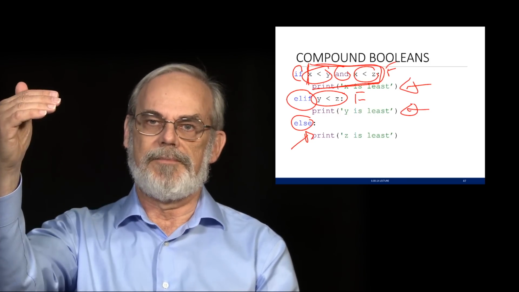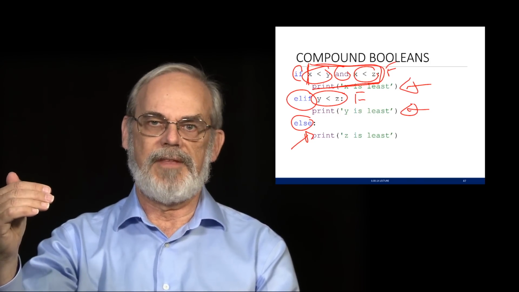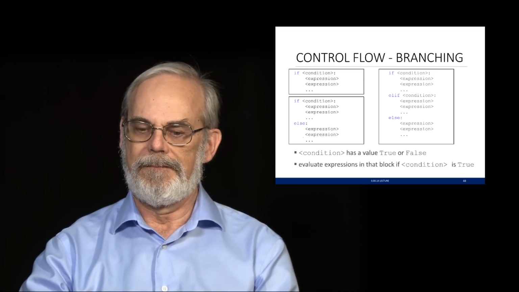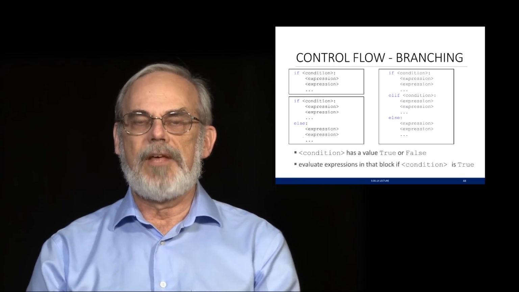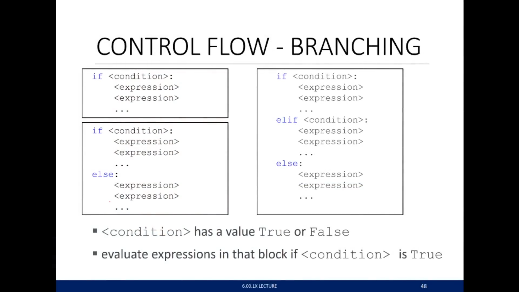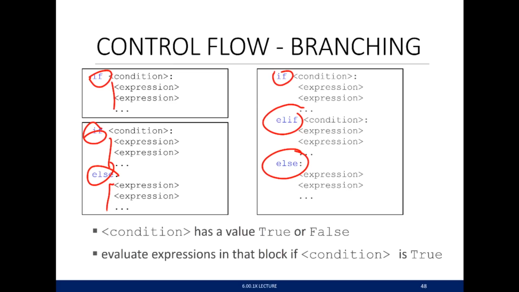It's a way of giving me a sequence of tests in order. If this is true, do something. If it's false, but this is true, do something. If that's also false, but this is true, do something, and so on. This just then pulls them together. I've got a basic conditional. If this condition is true, do a sequence of expressions. I can also have an if and an else, or I can have an if, a sequence of elifs, and an else. And again, notice how the indentation tells us which things to do associated with which block of code.